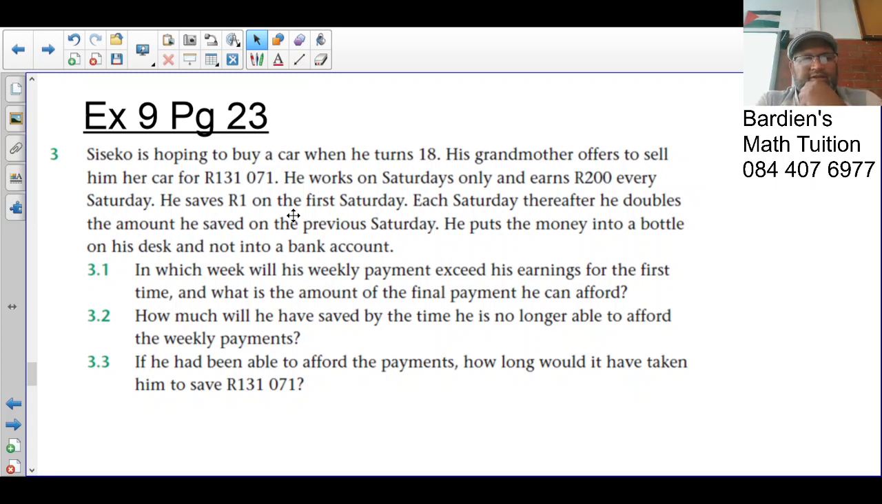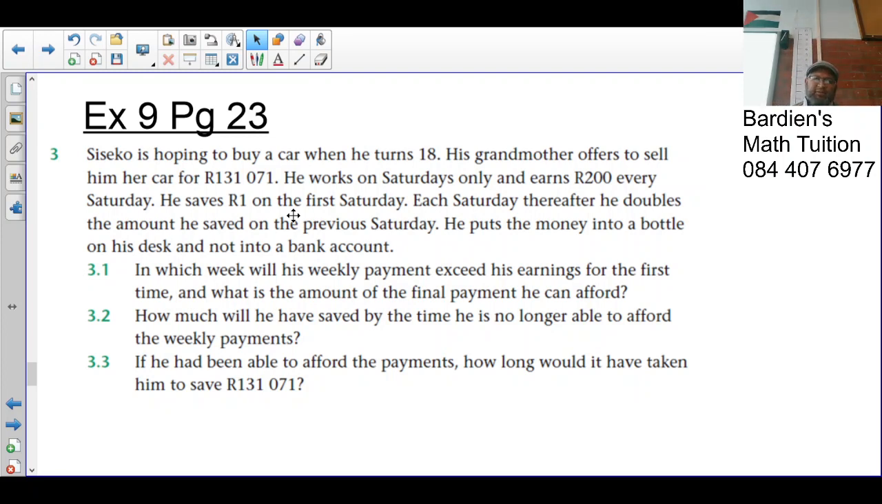So we are told that Siseko is hoping to buy a car when he turns 18. His grandmother offers to sell him her car for 131,071 rand. He works on Saturdays only and earns 200 rand every Saturday. He saves 1 rand on the first Saturday. Each Saturday thereafter he doubles the amount he saved up from the previous Saturday.